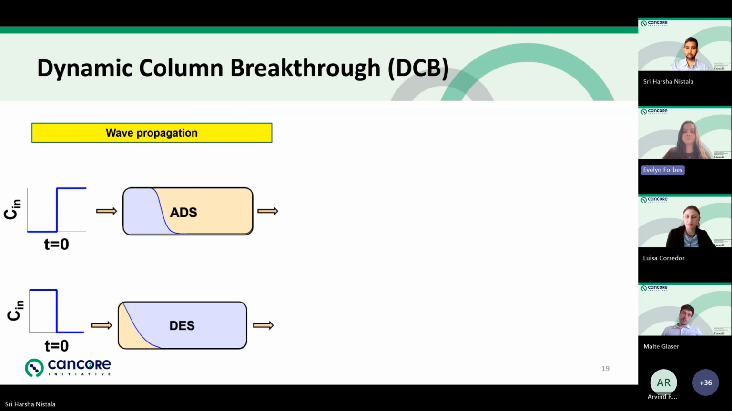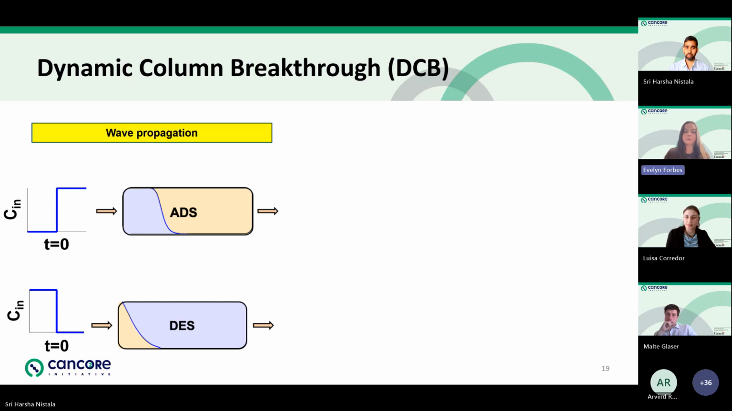Okay, so for material characterization, we use an experimental technique called dynamic column breakthrough. How this technique works is if you have a column which is filled with a material of interest, you're then able to basically look at the different concentrations of CO2.